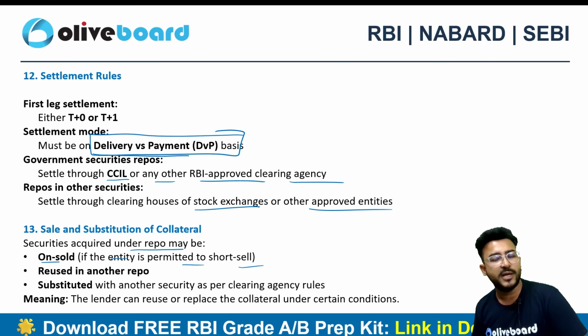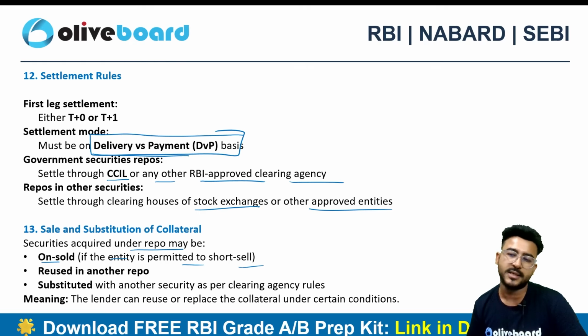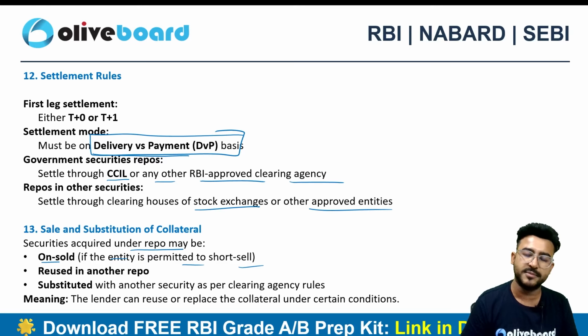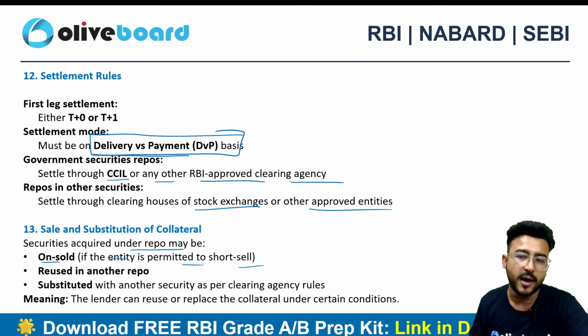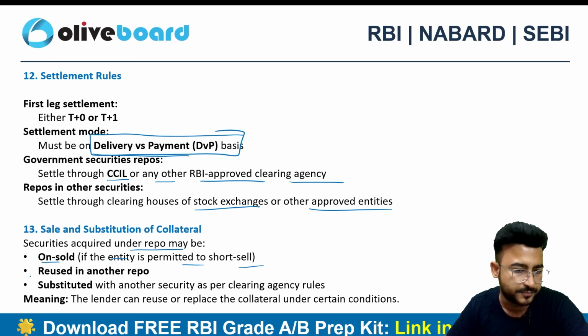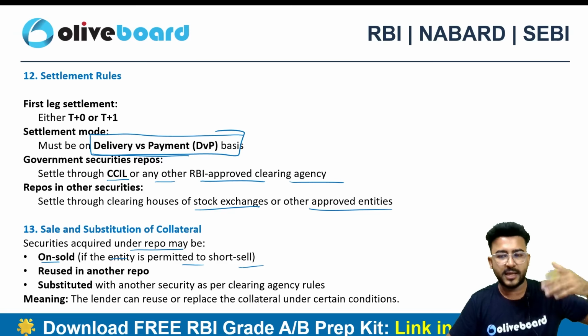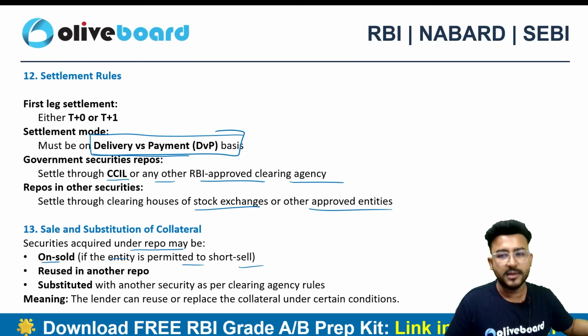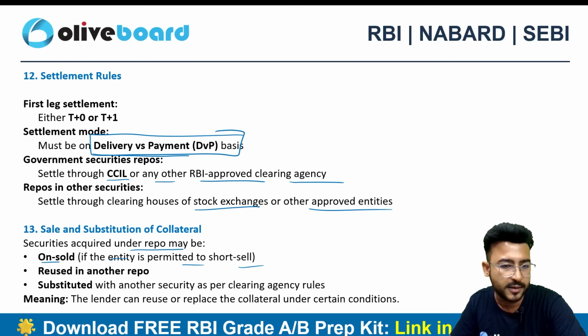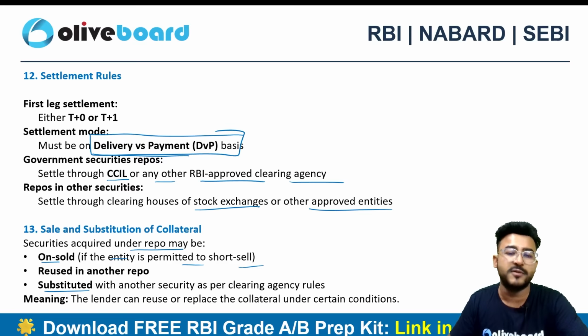Can the Reserve Bank of India sell it temporarily? Yes, they can sell it, and later they have to buy it back and return it when your repo arrangement is about to end. Used in another repo, they can even use it in another repo transaction. They can give the security as collateral, right? It can also be substituted with some other security.